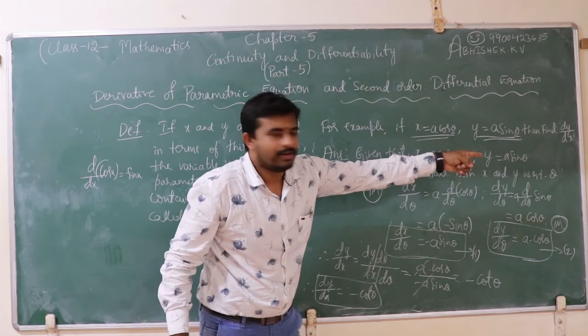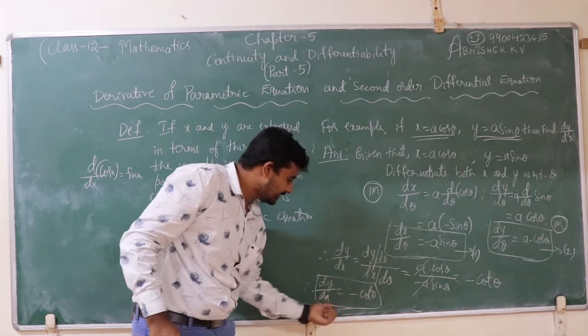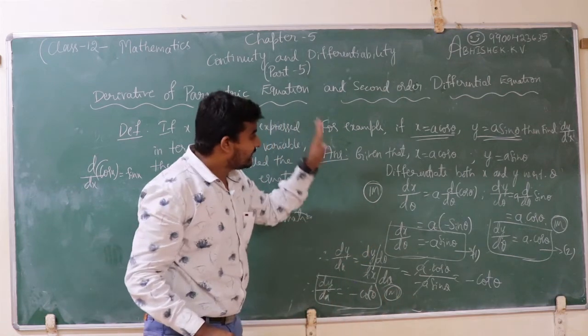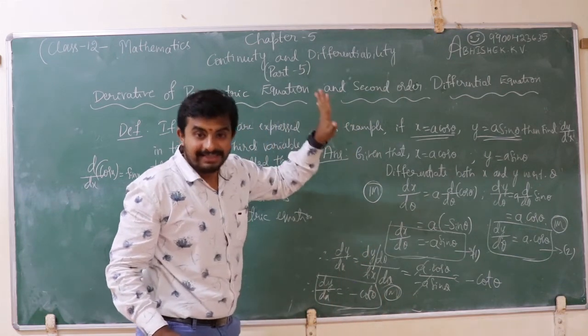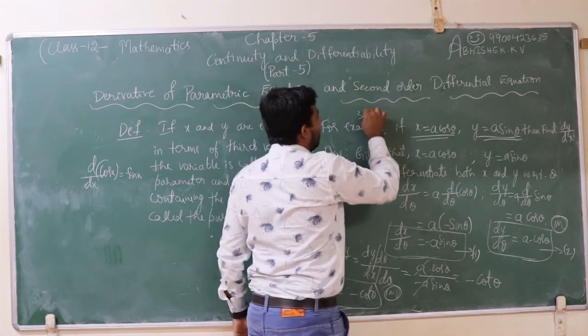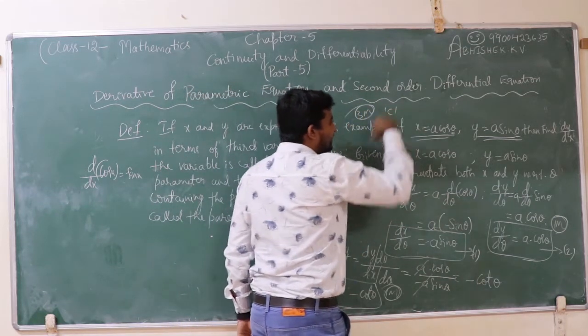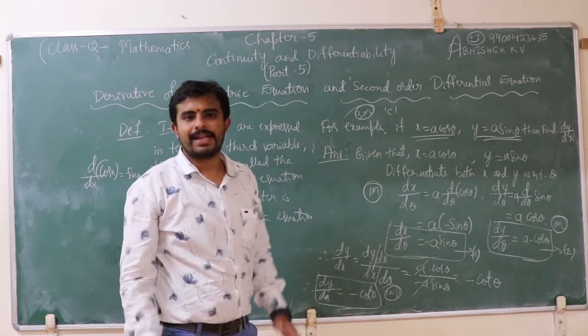They also asked to find dy by dx is minus cot theta. From this we are getting another 1 mark. So the examiner likes to ask this type of question for 3 marks in your annual examination in part C.